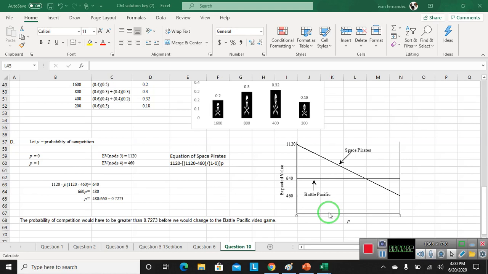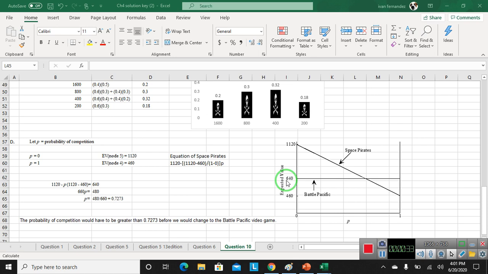Part III is all math. It's all algebra. What we do here is create yet another chart showing the two possible products that we're going to sell, Space Pirates and Battle Pacific, and how our decision would change if we change the data that we're given. That is, if competition happens at a different level.